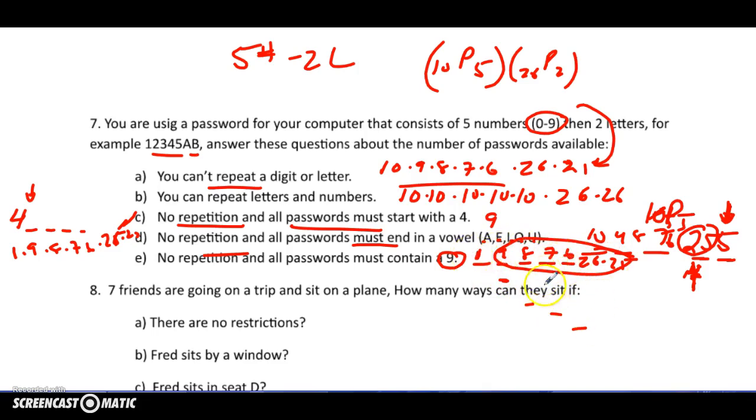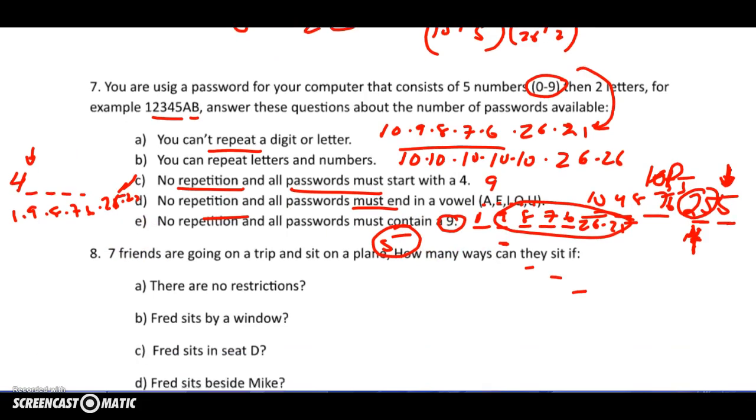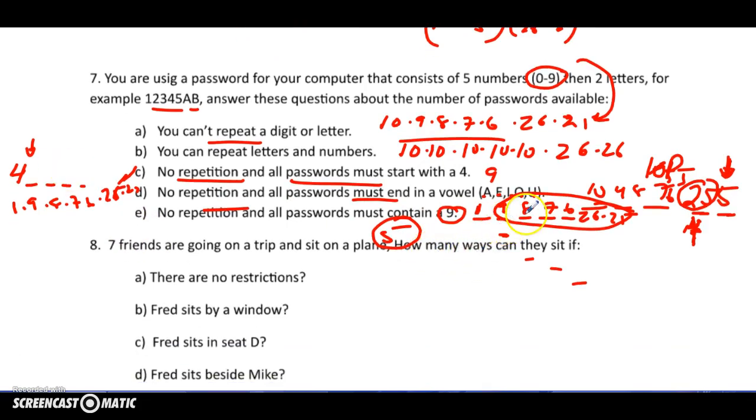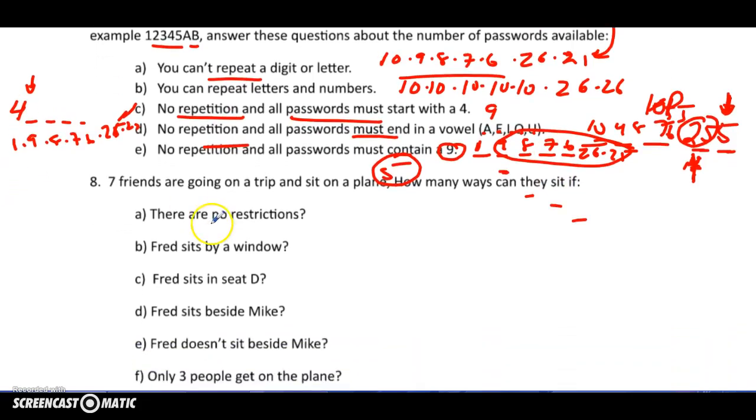So you can add these up 5 times, or you can just say, look, there are 5 different ways to place the 9, and then after that I have 9, 8, 7, 6. So there are 2 different ways to do that question. Okay, so the answer is 5 times 9 times 8 times 7 times 6 times 26 times 25, or 9 times 8 times 7 times 6 times 26 times 25 plus itself plus itself plus itself plus itself plus itself. Okay, so same thing. You do it 5 times, you add it to itself, or not.